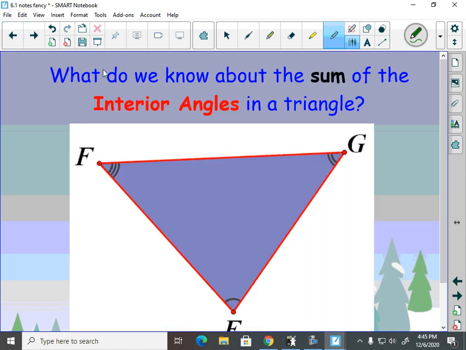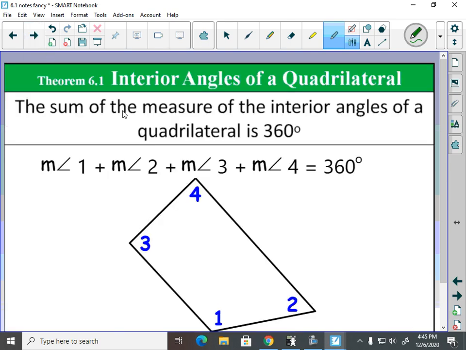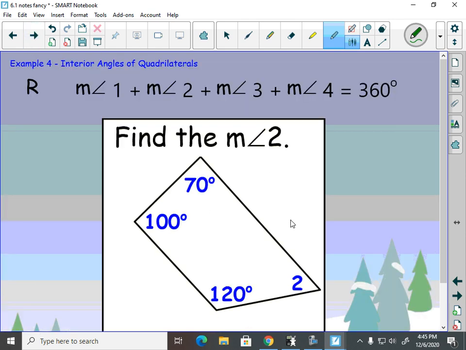What do we know about the sum of the angles of a triangle? 180. So the four corners add up to 360. So if I wanted to find angle 2, I would add this and that, and then subtract from 360.